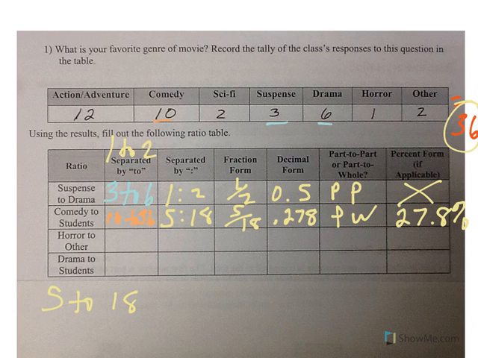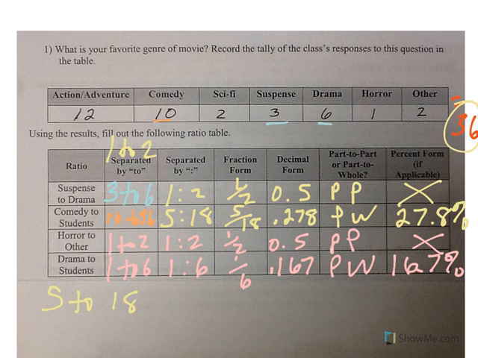So I want you to hit pause, try to do the last 2 rows based on what we just did, and then come back and see if your answers match mine. All right, double check if that works. You'll notice in the horror to other, that part to part, it's 1 to 2. There was no need to reduce because those came with it. Drama to total students actually started out as 6 to 36, and then I reduced to 1/6. So hopefully that makes sense. Remember, part to whole is when you write as a percent. Everything else stays as a decimal.